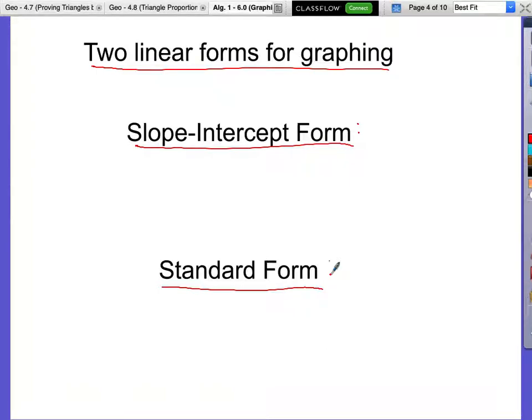So I'm guessing that everyone's done with this. Everyone's written it already? Okay, perfect. So, slope-intercept form. Somebody raise your hand to tell me what slope-intercept form looks like.